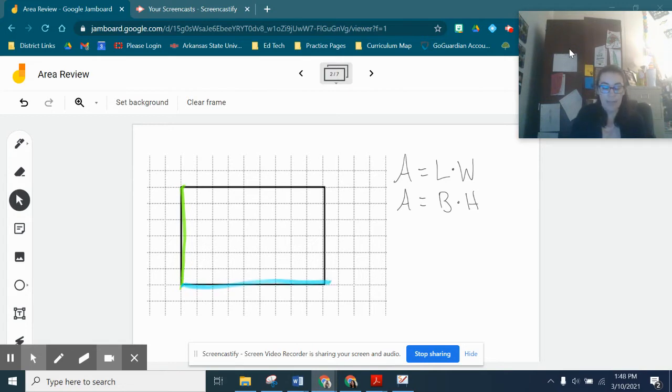If I count my length as 1, 2, 3, 4, 5, 6, I have 6. And then my width would be 1, 2, 3, 4, 5, 6, 7, 8, 9. Oh, that counted way late, so I'm not going to use that again. So 9, I'm going to put a 9 down here. Then for my area, I'm going to do 6 times 9, which equals 54, and we're just going to put units squared.